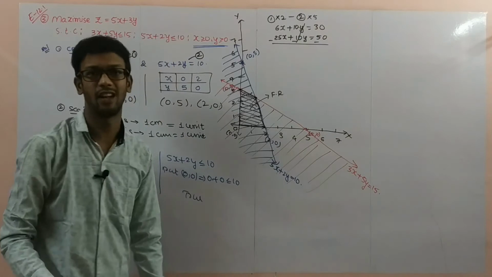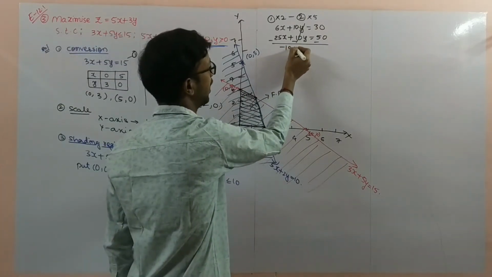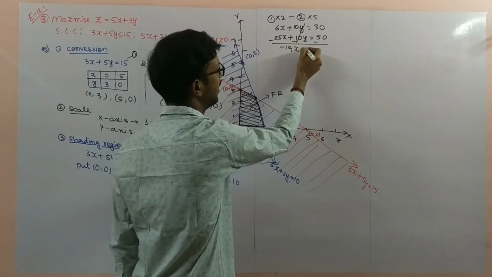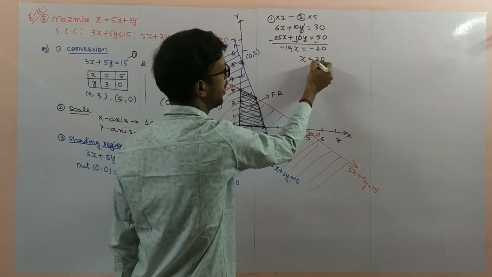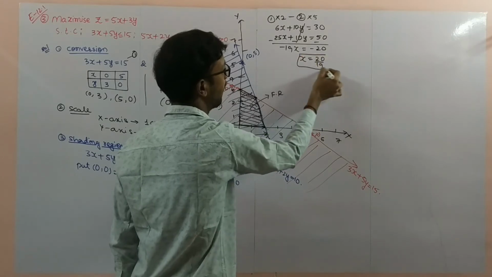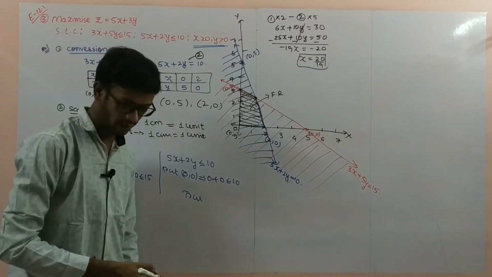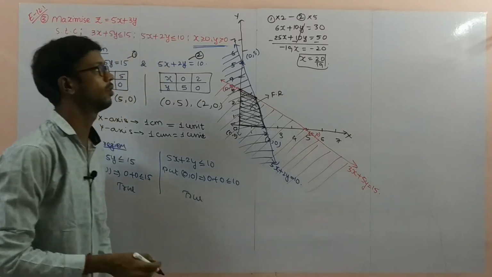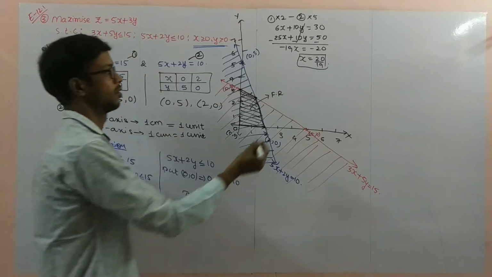These two get cancelled. Y's get cancelled. Here minus 19x equals minus 20. X equal to 20 by 19. Next, the y value we have to find here. For that purpose, substitute the x value in any one equation.